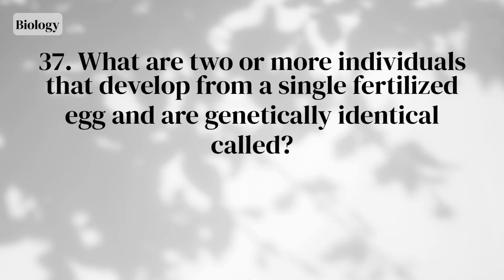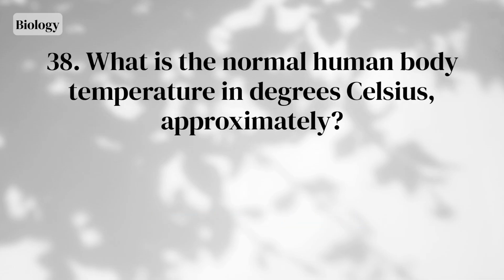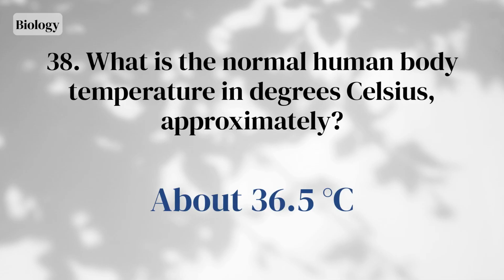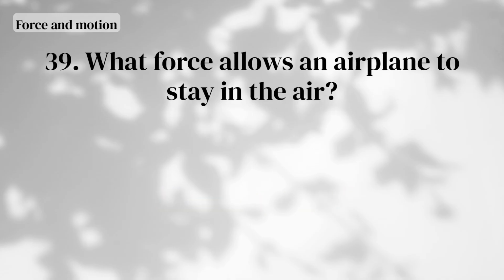Red. What are two or more individuals that develop from a single fertilized egg and are genetically identical called? Identical twins. What is the normal human body temperature in degrees Celsius, approximately? About 36.5 degrees Celsius. What force allows an airplane to stay in the air?